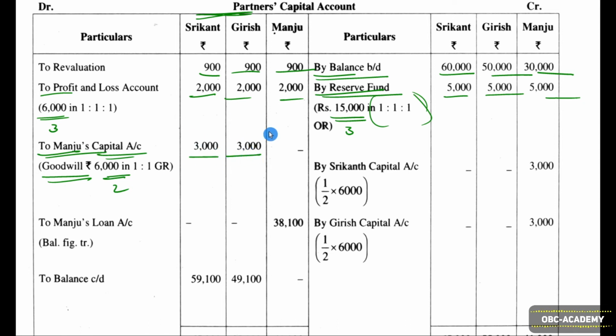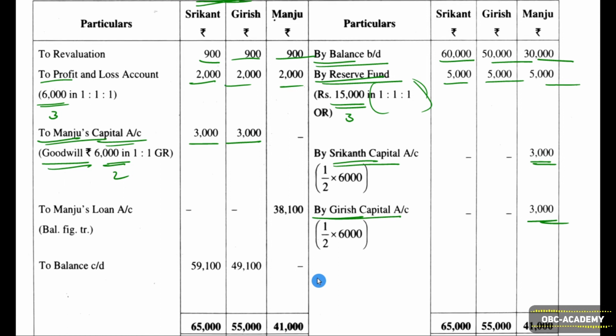So now it's time to transfer this money to Manju. Write by Srikanth capital account 3,000 rupees, because this is where you are getting the money. From Srikanth's capital you are getting 3,000. Don't worry about this calculation part. If you calculate from each and every point, you'll start losing time and patience while practicing. So it's better to minimize your effort and try to get more marks. That's the main intention. Next, by Girish's account you're getting 3,000 rupees from here. Simple. Now everything is cleared, you don't have anything to enter. Now it's time to calculate the balance carried on. In order to calculate the balance carried on, you have to sum it up.